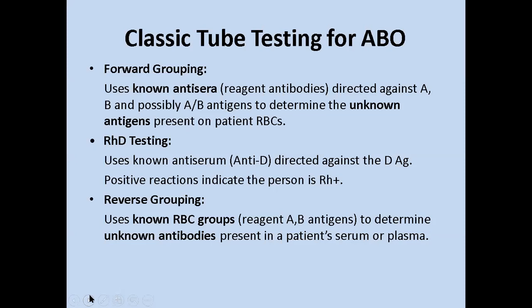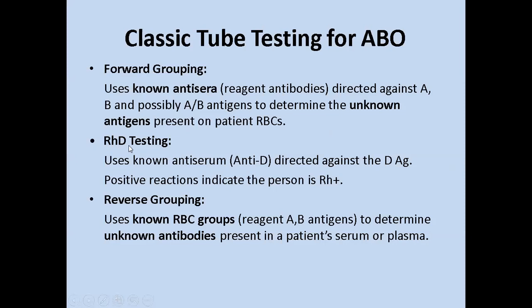So the idea is, let's use the example of anti-A. When we put anti-A in a test tube with red cells from a patient who's type A, that anti-A says, hey, there's my target, there's A antigen, and it links up and forms an immune complex, and we see agglutination in our tube, okay?